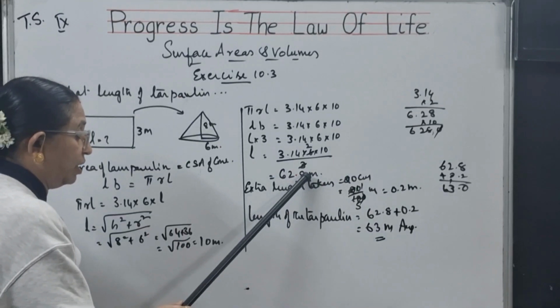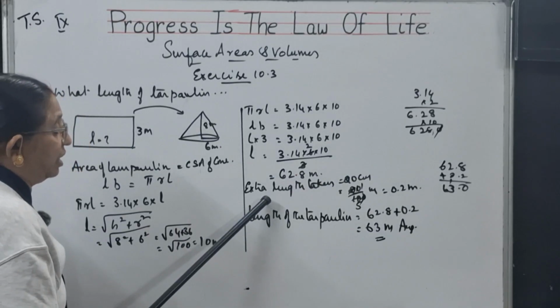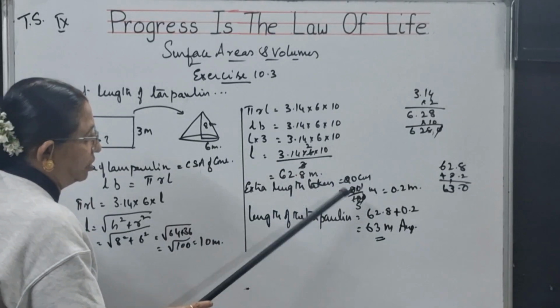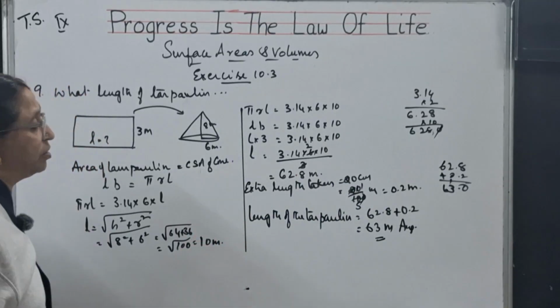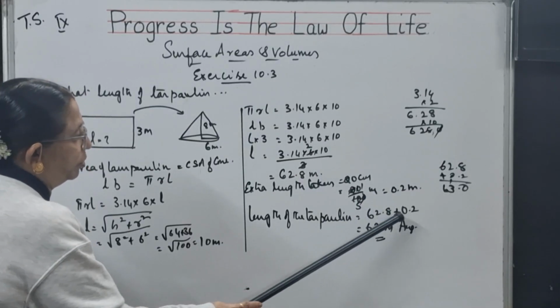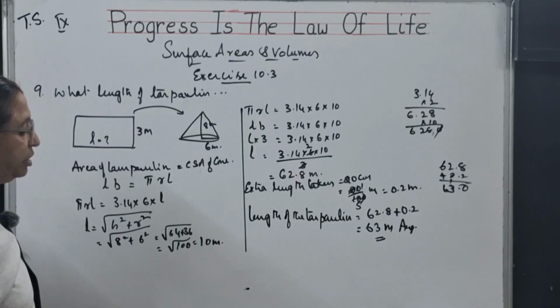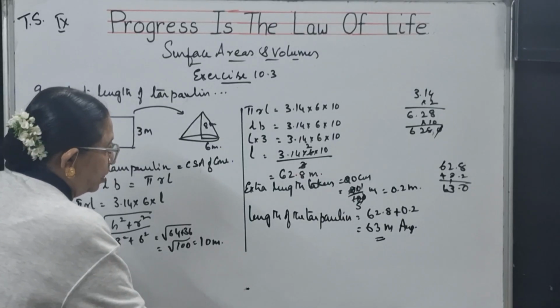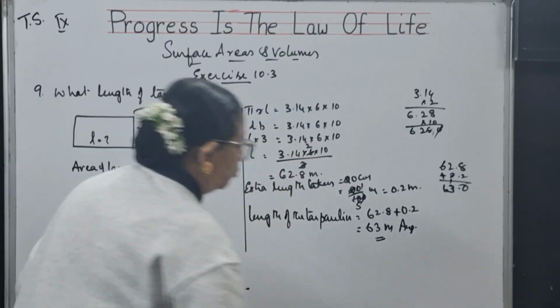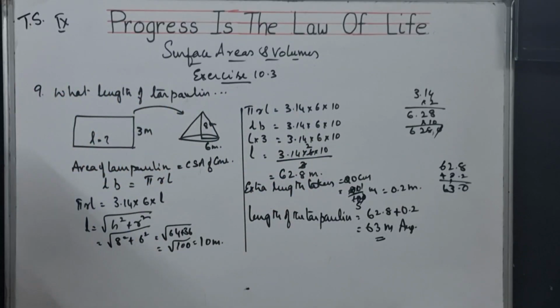But what did they say? Apart from this length, the extra length taken is 20 centimeters. So convert this 20 centimeters into meters. I got 0.2 meters. So this 0.2 meters should be added to this. 63 meters of the tarpaulin is needed to make this tent, children. Width should be 3 meters, but length should be 63 meters. Please note it down.